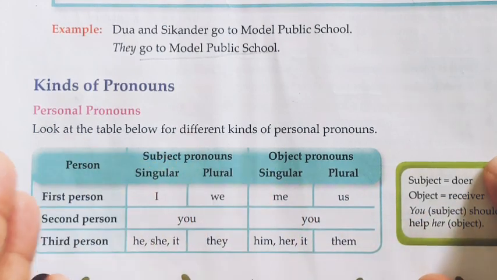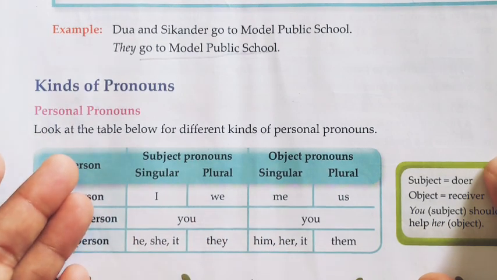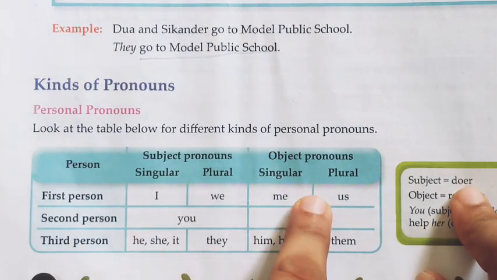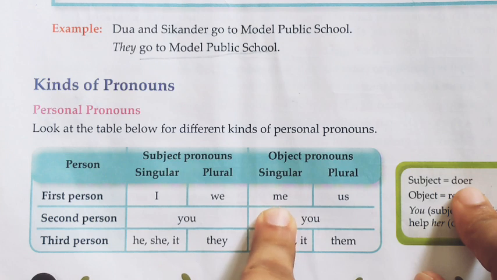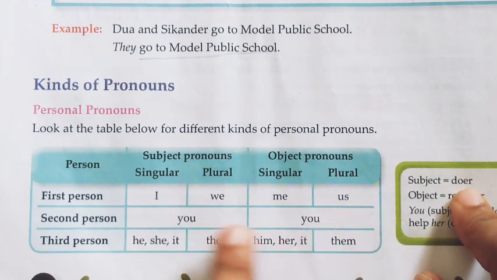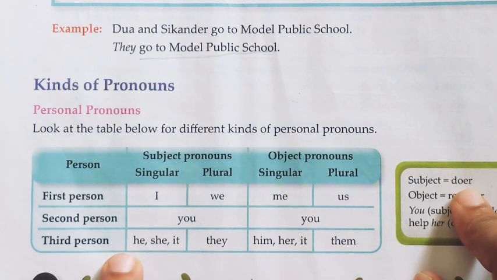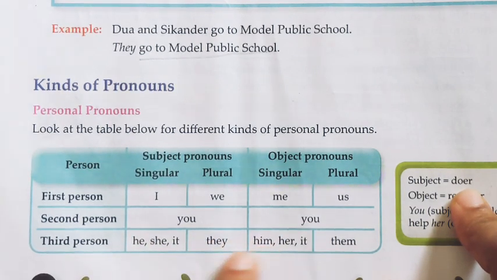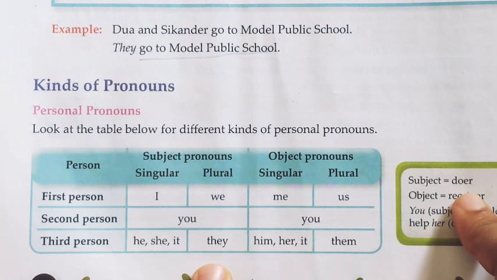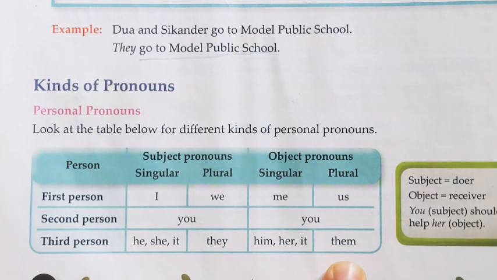It's the same as the difference between subject nouns and object nouns. Similarly, we have subject pronouns and object pronouns. So we change I to me when we are talking about object pronouns. We change we to us, but you remains the same. Here he changes to him, she changes to her, it remains the same. And similarly, they changes to them.